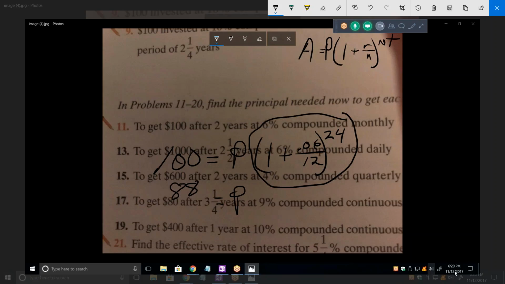6% is not a great year. If you put $100 in a bank at 6, it would only grow 6% interest, $6 in interest in 1 year. So if you stuck 88 for 2 years, makes sense that it would grow to 100. Again, the difference between compounding monthly and compounding quarterly or annual is small, just like the difference between each of them and continuous, unless it's over a very long period of time.